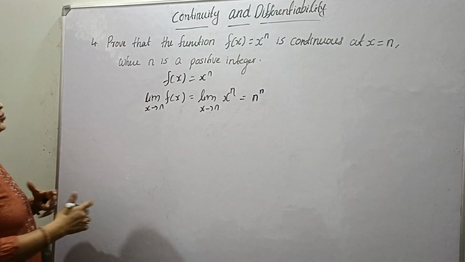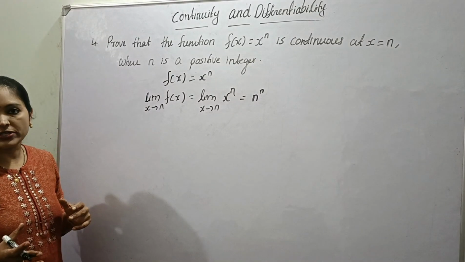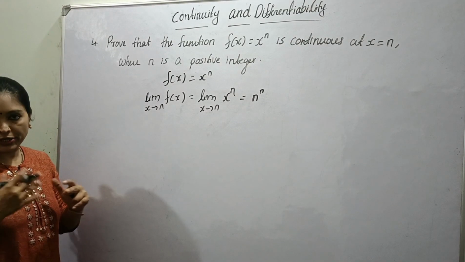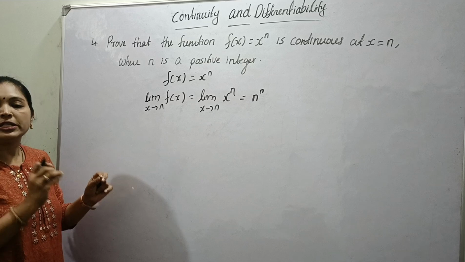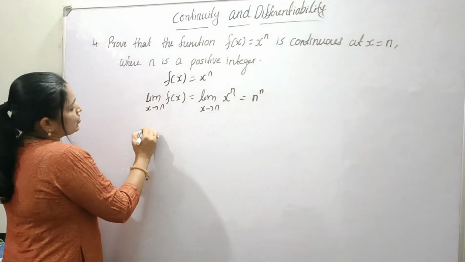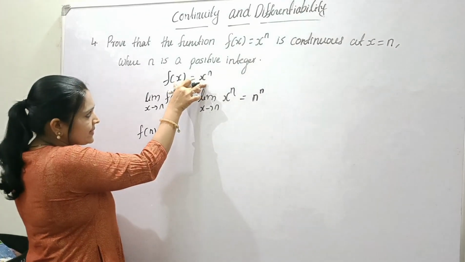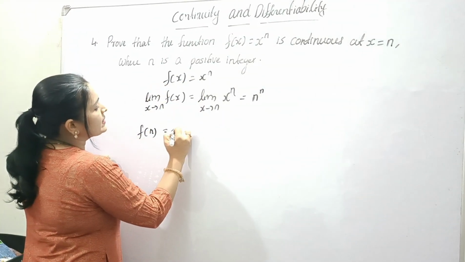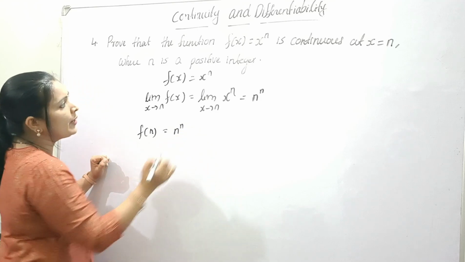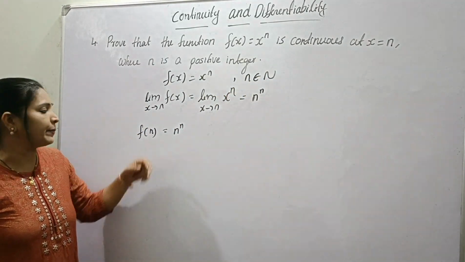So next we have to find the value of the function. According to the definition of the continuous function, for a continuous function we have to prove limit x tends to n f of x is equal to f of n, right? So what is the value of the function f of n? F of x is equal to this one, so f of n is nothing but n raised to n. Okay, see here n belongs to N.